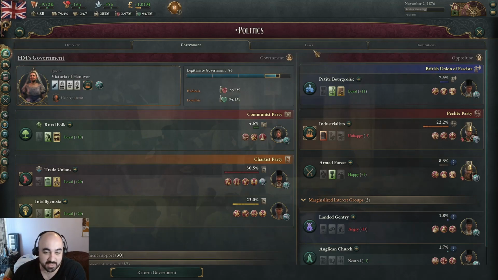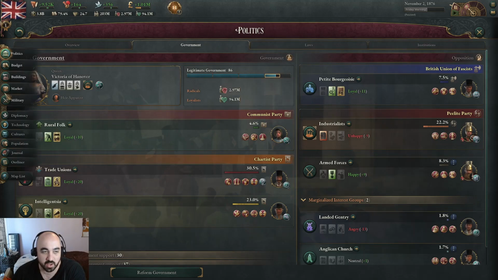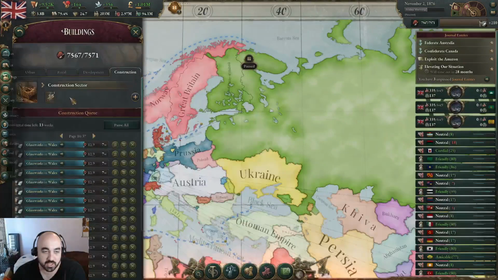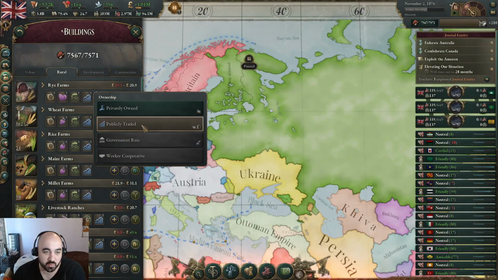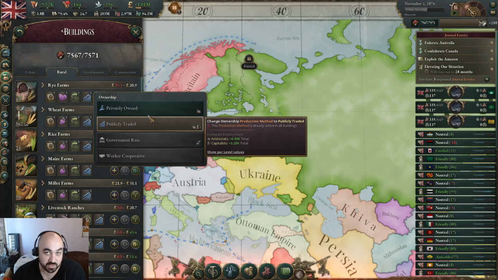But that's the strategy. You try and keep the legitimacy high. This is a big part of it. You try and make sure you build ownership of the buildings and use the various PMs such that you are kind of employing the people you want. So, for example, if we were trying to tone down the industrialists, we could switch to privately owned in a bunch of things.